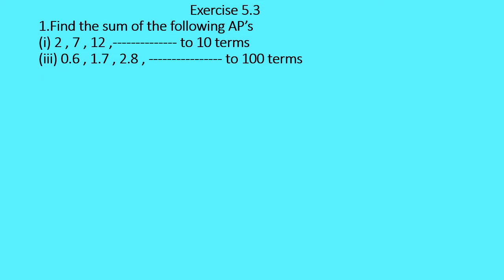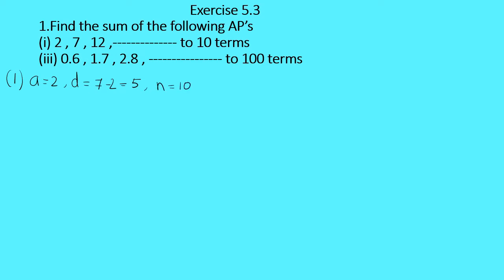Moving to exercise 5.3, question number 1. Find the sum of the following AP: 2, 7, 12, etc., up to 10 terms. In question number 1, the first term a is 2, common difference d equals a2 minus a1, that is 7 minus 2 equals 5. Since you are finding the sum of 10 terms, that means n equals 10.